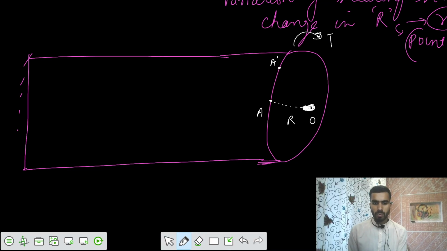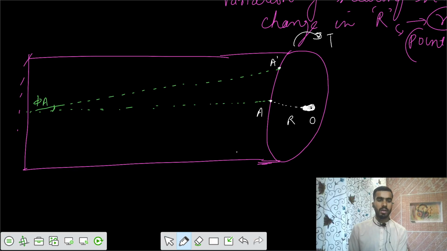Now you take one more point. Let's connect to the first one. Initially, the line of A was this one, but A has shifted to A dash. So if you join these two, we can have the value of that phi. I can write it as phi A, the shearing strain developed on element A.